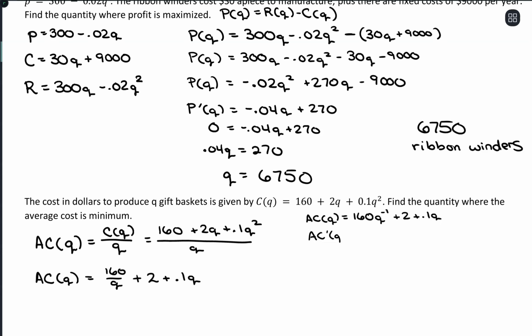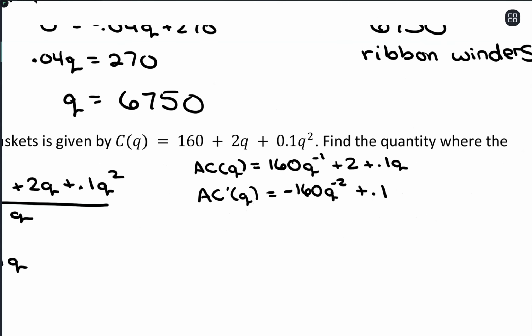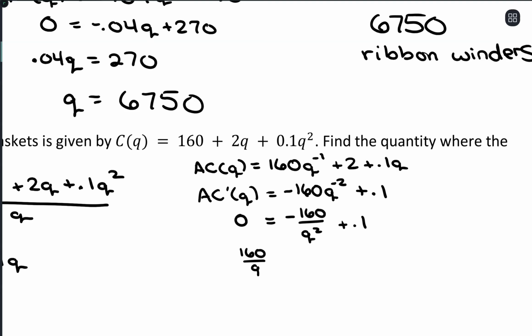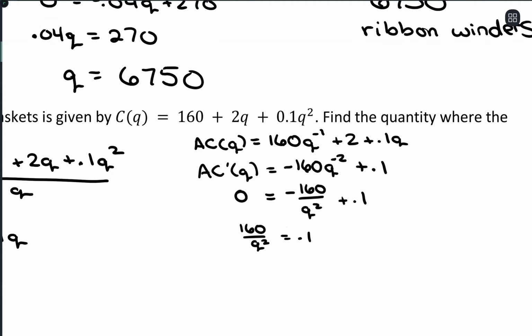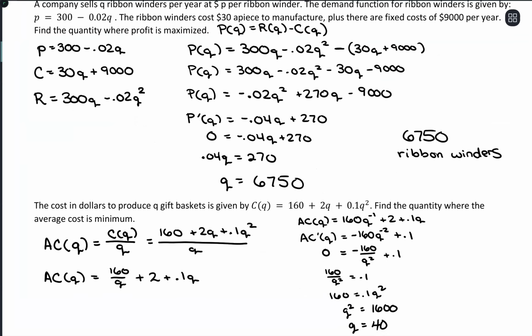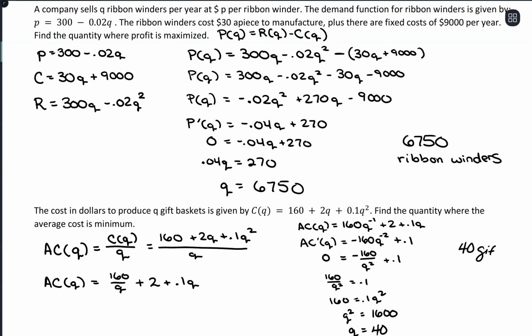So taking the derivative, we will have negative 160 Q to the negative 2 plus 0.1. Set that equal to 0. I'm going to do negative 160 over Q squared plus 0.1. So 160 over Q squared is equal to 0.1. So 160 is equal to 0.1 Q squared. So Q squared is going to be equal to 1600. So when we take the square root of both sides, we're getting Q equals 40. So we wanted to find the quantity, so it would be 40 gift baskets.